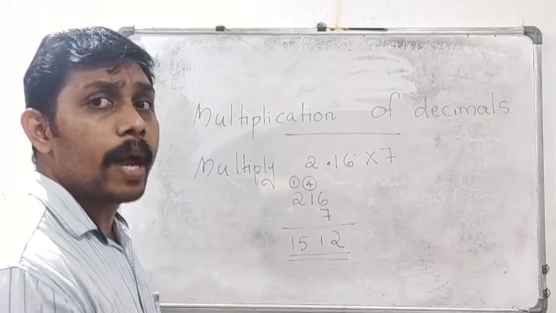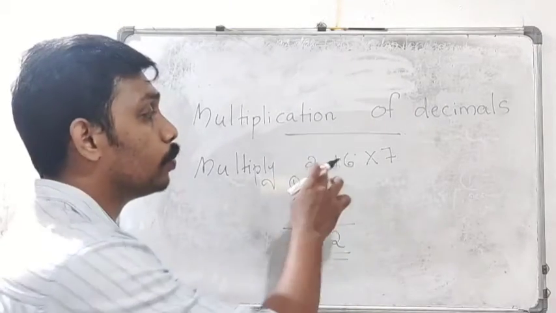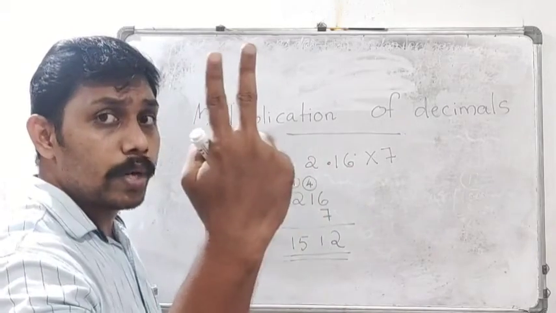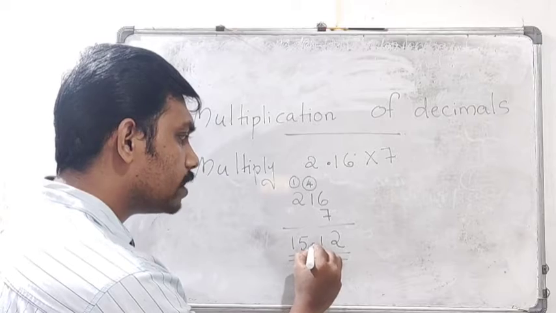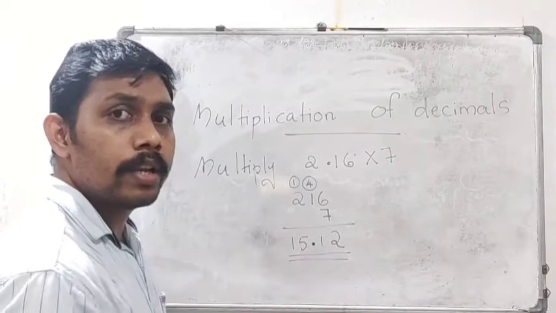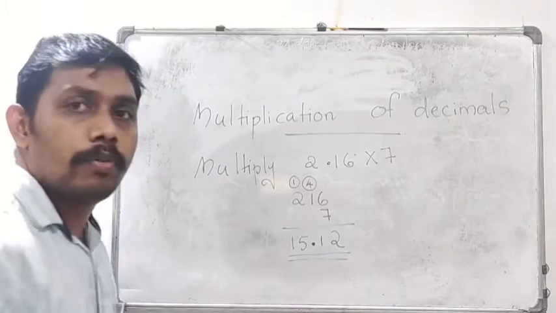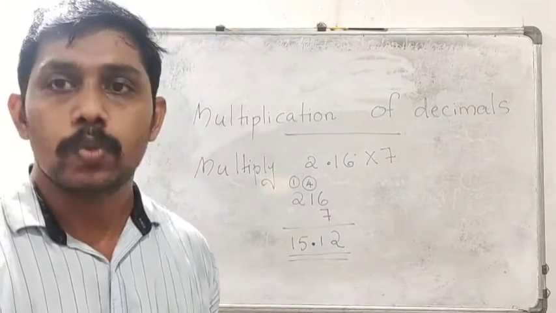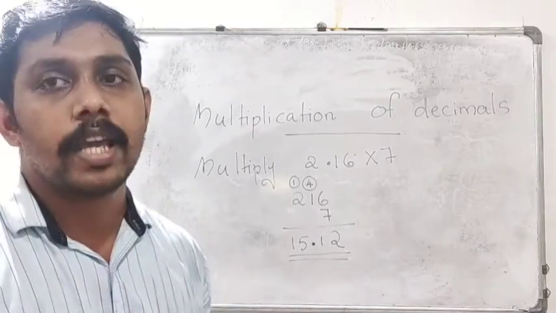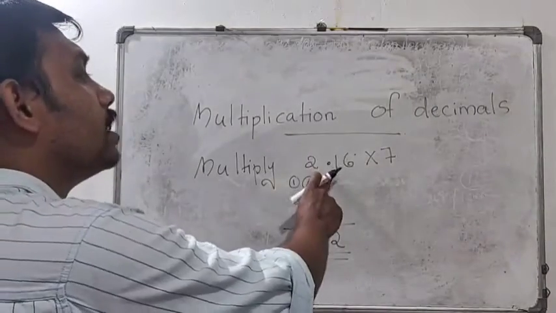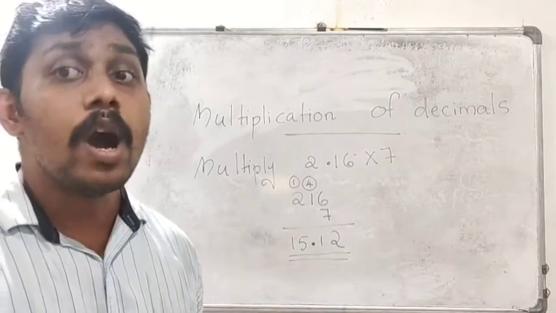Now count the number of decimal places in each number. 7 has no decimal places but 2.16 has 2 decimal places. So place a point before the last 2 places. So this is the answer, 15.12. This is the multiplication of a decimal with a whole number.